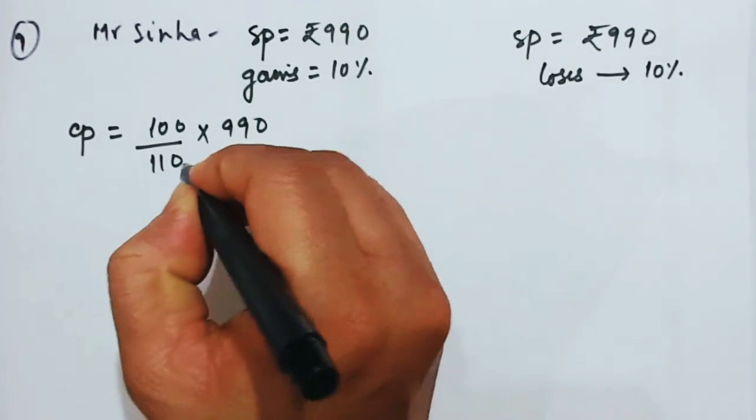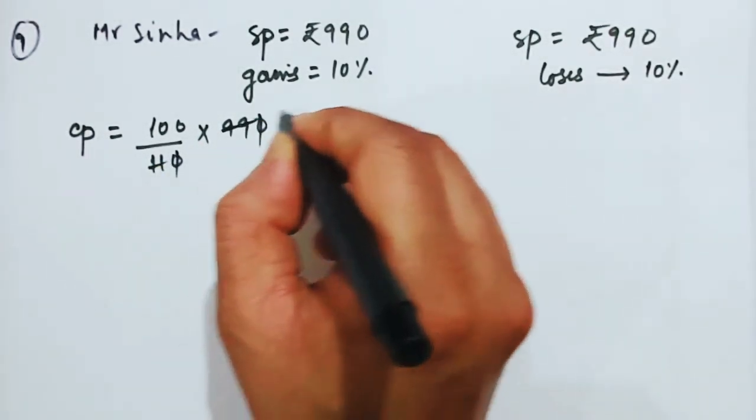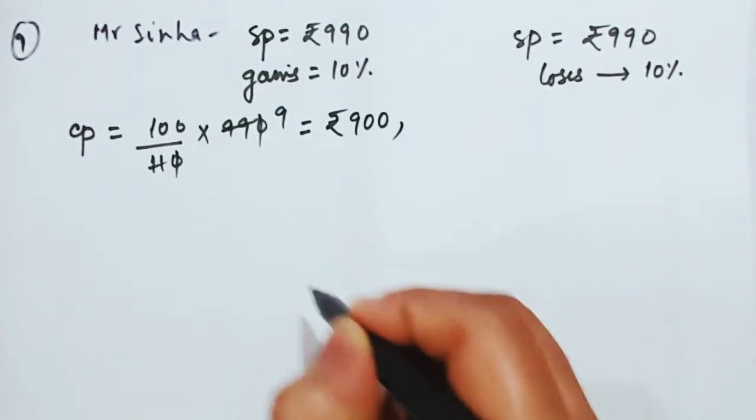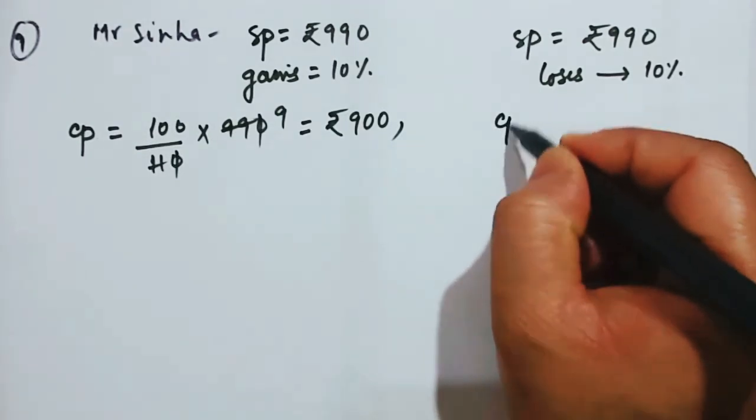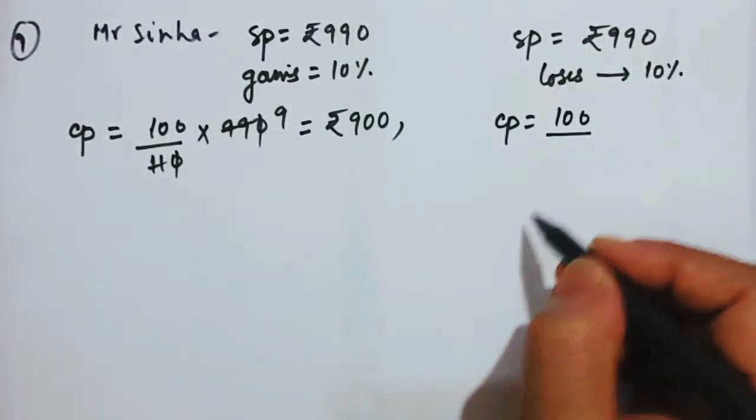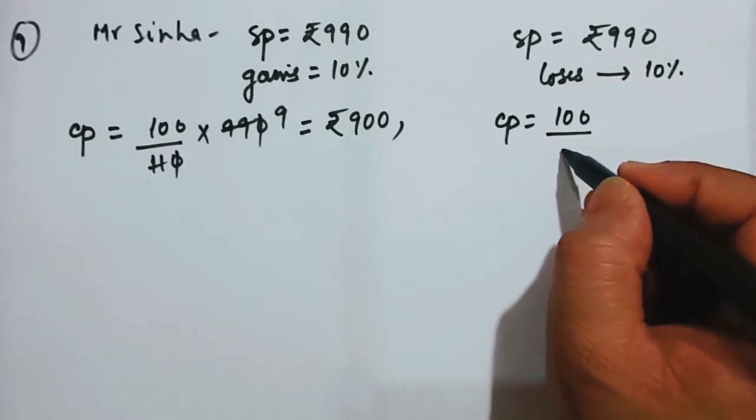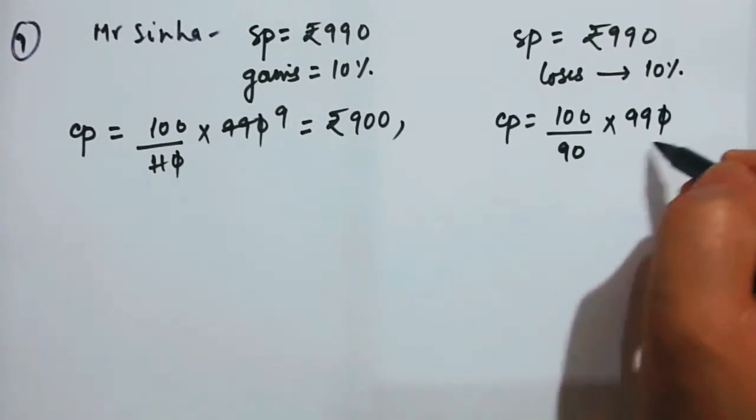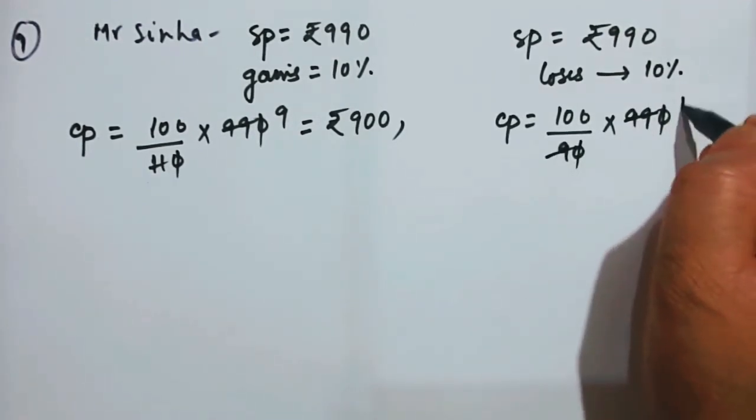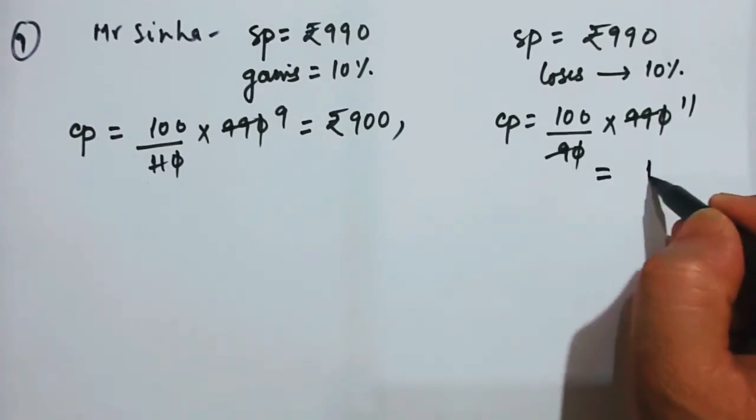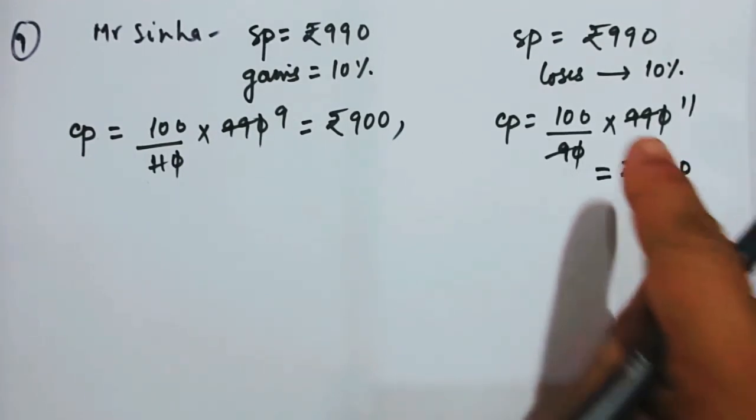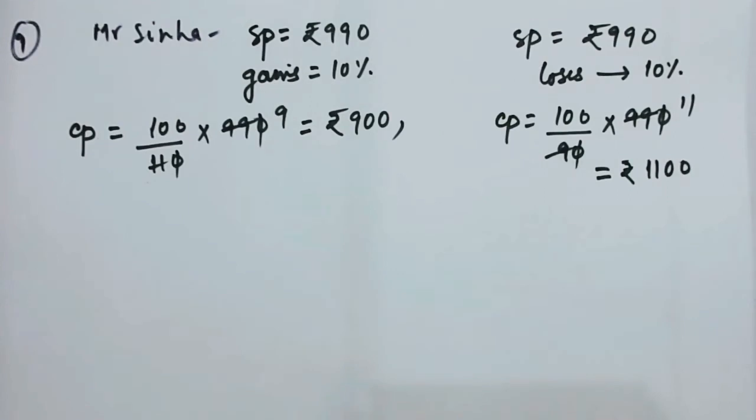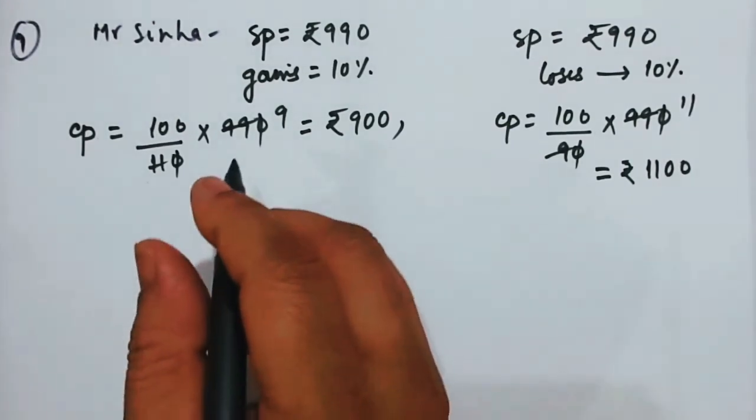So let's see, on cancellation what are you going to get? 11 9 times. 9 times means how much? Rupees 900. Fine. Similarly, here the cost price will be equal to 100 by 100 minus loss percent, that is 90 times selling price 990. On cancellation 9 11 times. So naturally you will get cost price as 1100 when you have incurred loss. So your cost price will be more than the selling price. It is very simple.